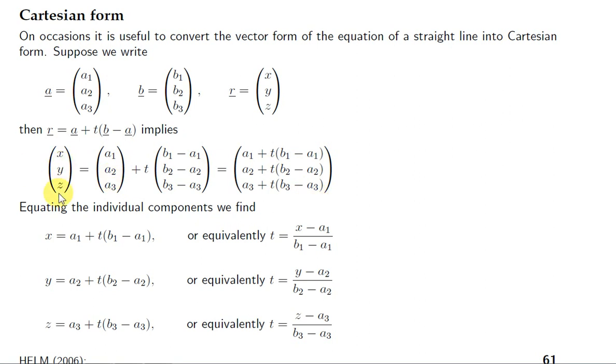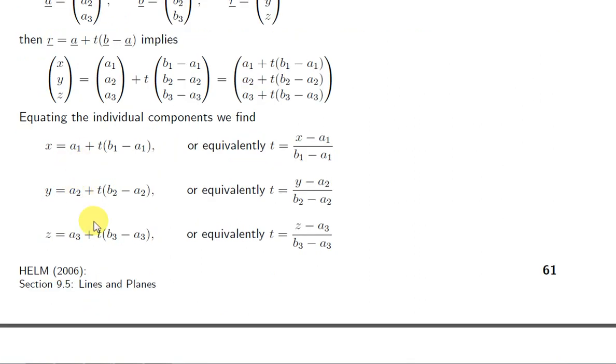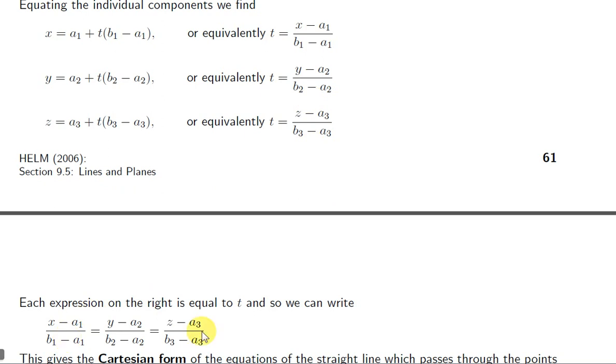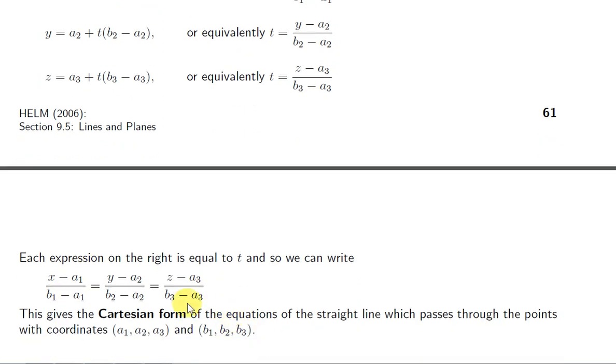So now we can compare. x, y, z is a 3 by 1 matrix. This matrix that we just got is also a 3 by 1 matrix, 3 rows and just 1 column. So 2 matrices are equal if and only if corresponding entries are equal. So x must equal a1 plus t times b1 minus a1, and so on. So we get these 3 equations. Now we can make t the subject of each of these 3 equations. So that's what's done here. And of course these 3 quantities are equal to the same thing, namely t, so they must be equal to each other. So we equate these 3 fractions and we have the Cartesian form of the equation of the line.